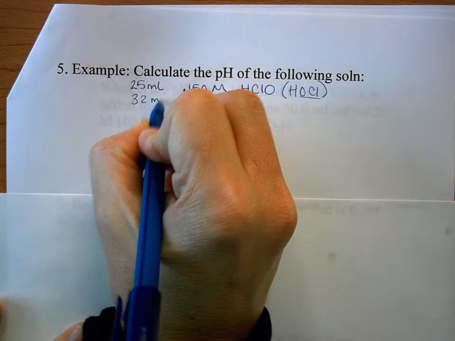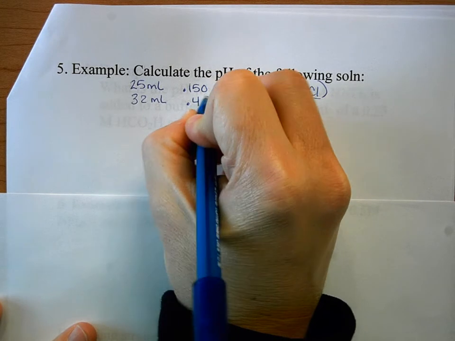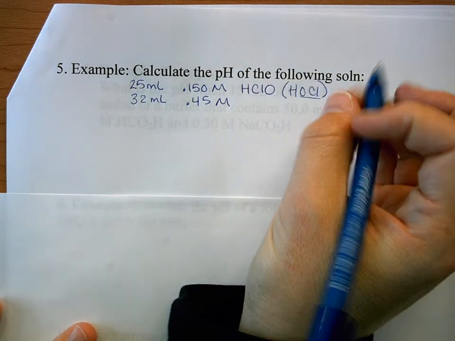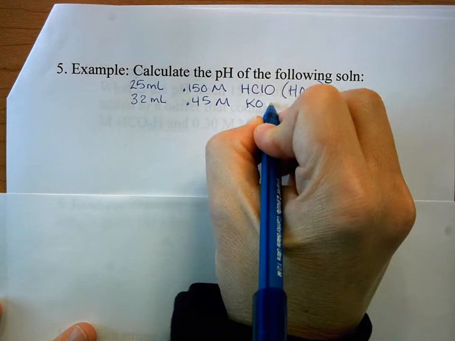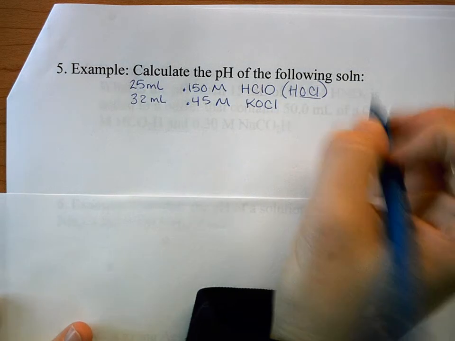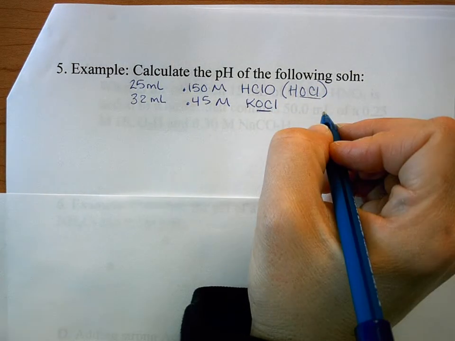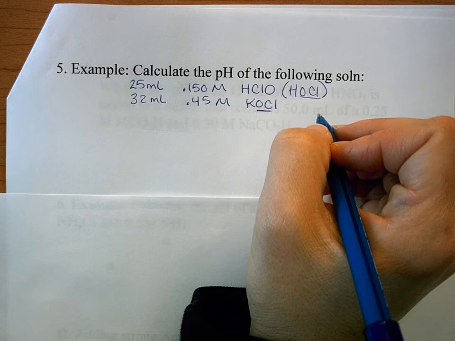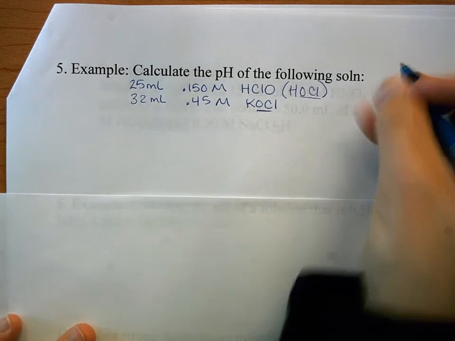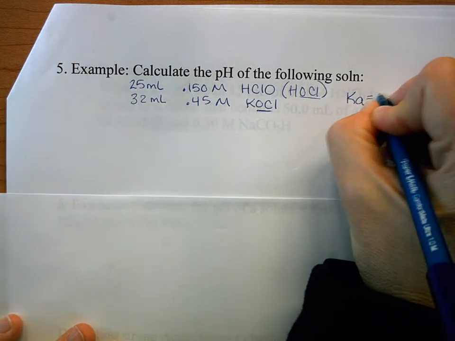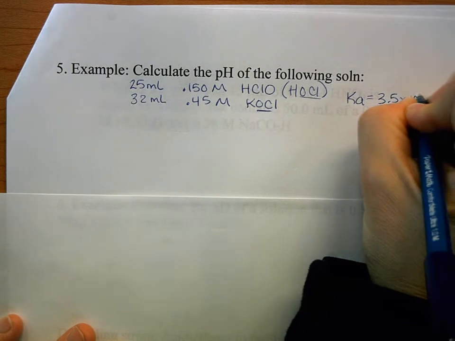And 32 milliliters of 0.45 molar KOCl. Same thing here, okay? And Ka value, 3.5 times 10 to the negative 8.